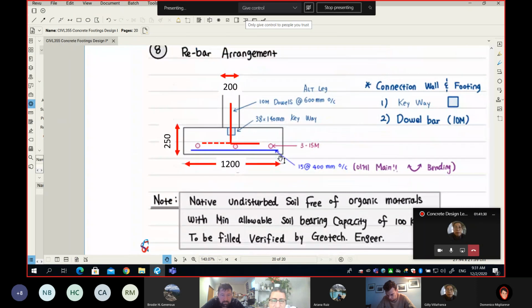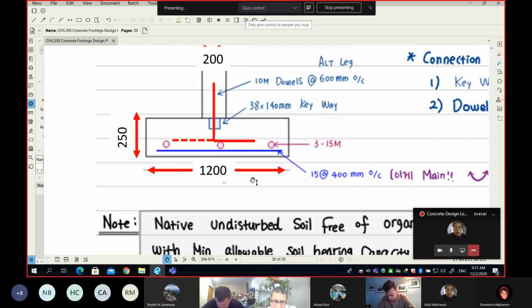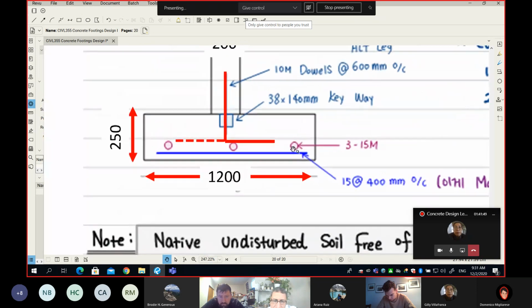So the details: we have bars in blue, and those are the main reinforcement. They are 15M at 400 millimeter on center, and those are carrying the bending. Those are carrying the load. The one perpendicular, almost in kind of pink or magenta, the magenta here, those are 315M, and those are the transverse reinforcement.